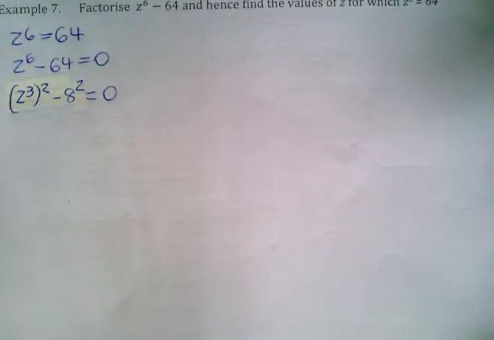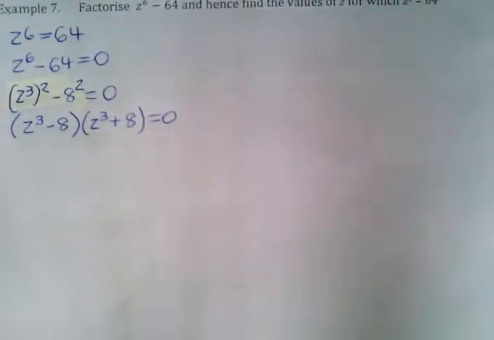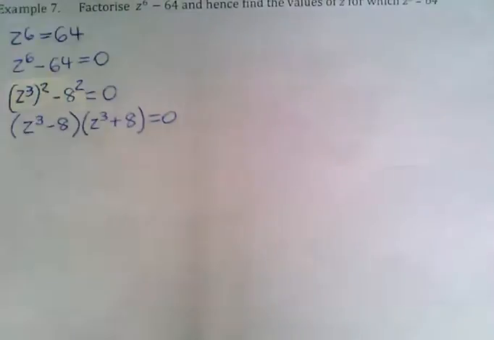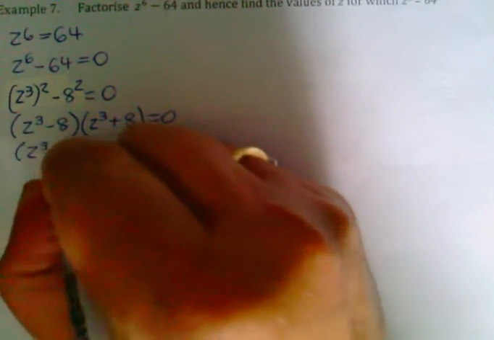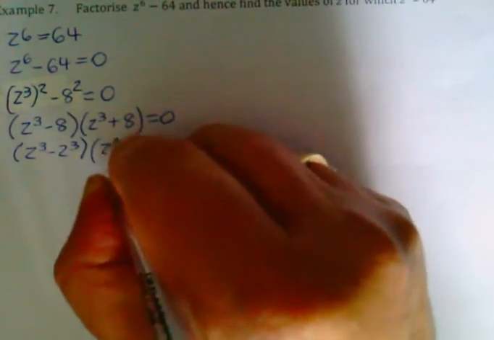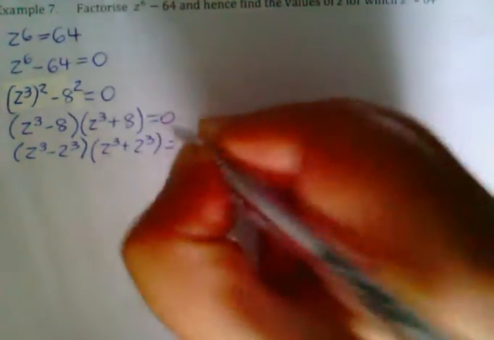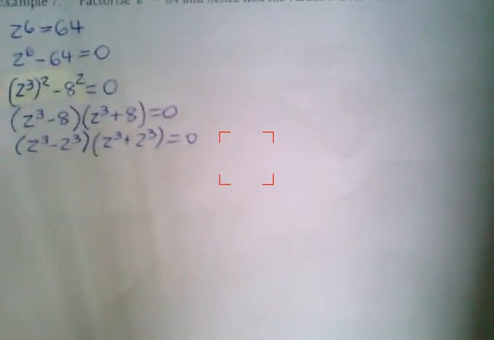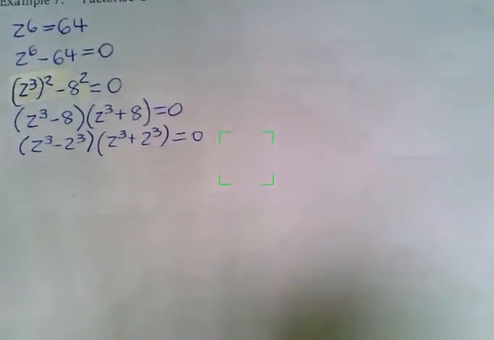So z cubed squared minus 8 squared equals 0. We can factorise this as z cubed minus 8, z cubed plus 8 equals 0. Then what we can do here, this is z cubed minus 2 cubed, and this is z cubed plus 2 cubed. We can write them as difference and sum of 2 cubes, and then we can factorise those as well.